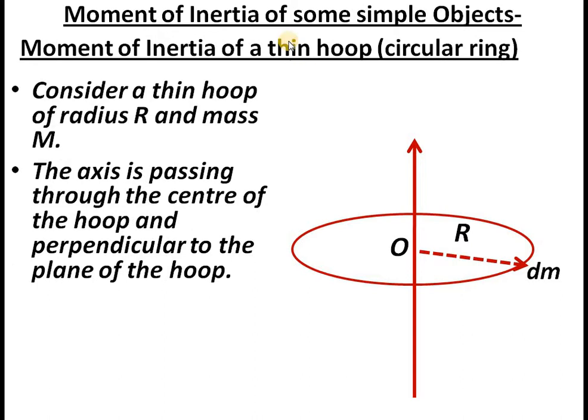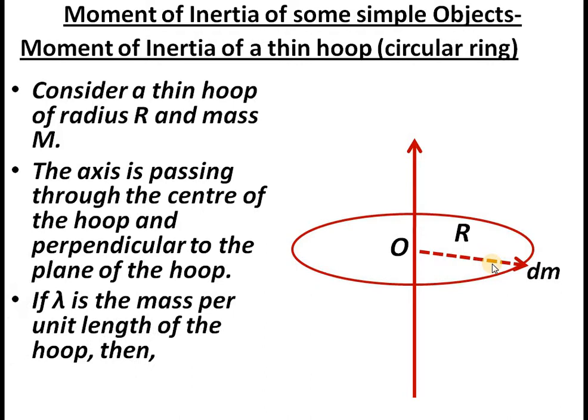So if that is the case, then you can find the mass per unit length. That is an important quantity for the ring. The mass per unit length will be total mass M divided by total length. Total length will be 2 pi r. So mass per unit length will be equal to total mass M divided by total length 2 pi r. So that, let us say, imagine it is lambda.